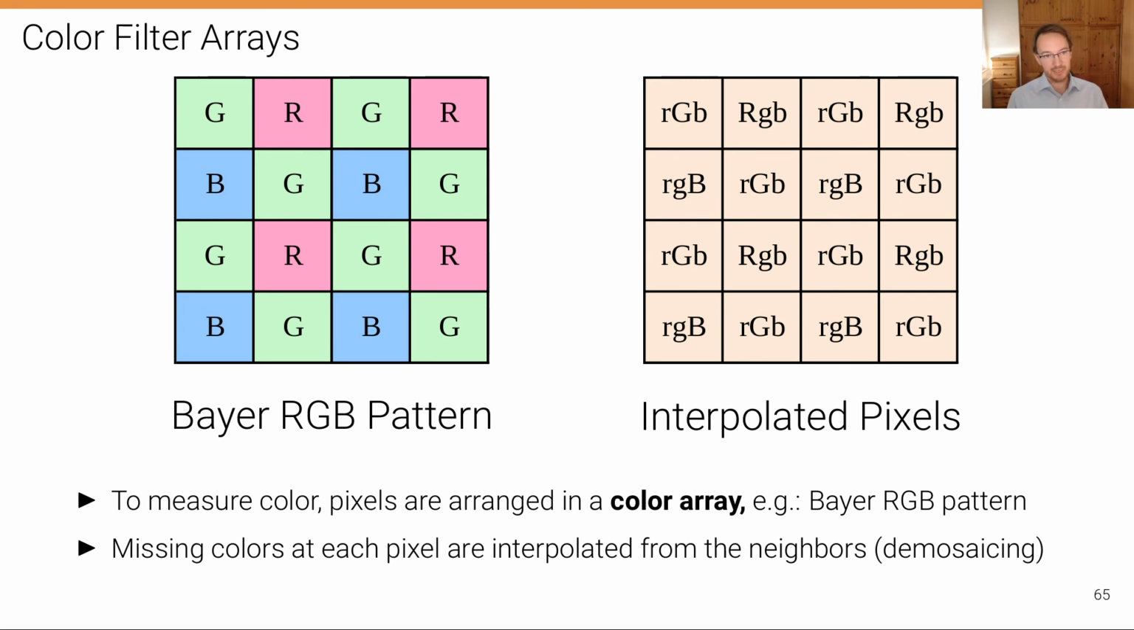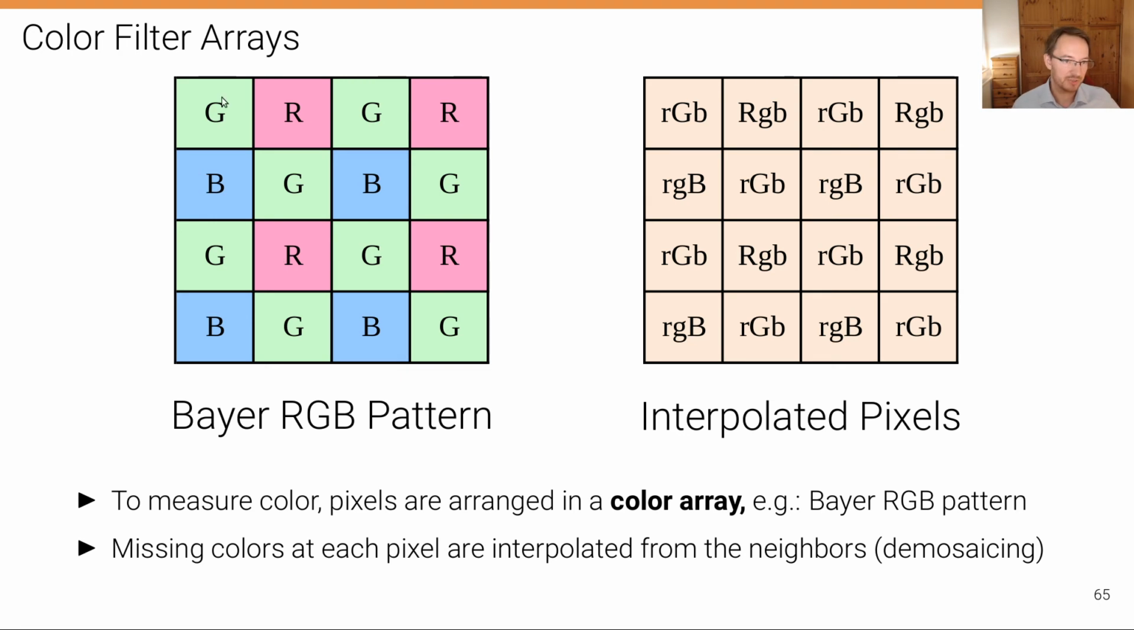Now, in order to take pictures of color, we have to measure color. And color is measured by putting a little filter of color on top of each pixel. But because each pixel can only measure one single color, you have to arrange these pixels in a certain pattern, and it's called a color array, where each pixel in a color array is responsive only to a particular color. And the most commonly known pattern is the so-called Bayer RGB pattern that you see here, where there is a green, red, blue, green pattern that is replicated throughout the entire sensor array.